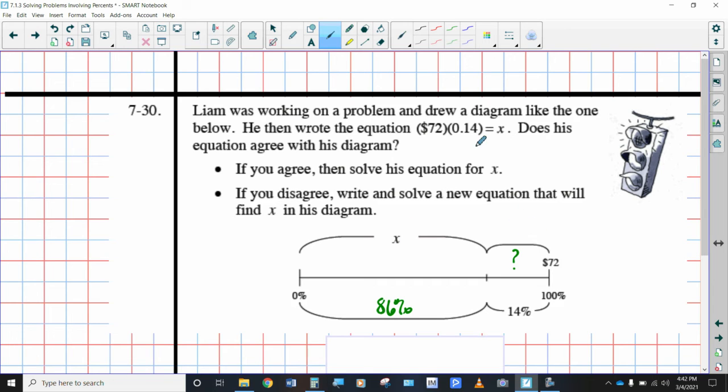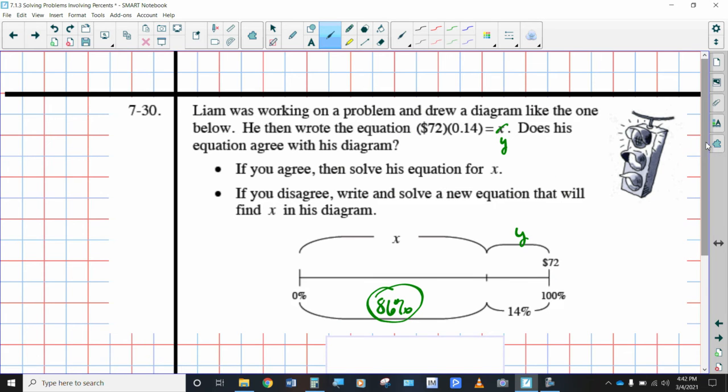So I think this is an easy fix. If we just change that, instead of saying times 0.14, replace it with the multiplier for this, then we would get X. Or another way to change it would be to call this Y, and then we'll replace the X with Y, and then I would agree with it.